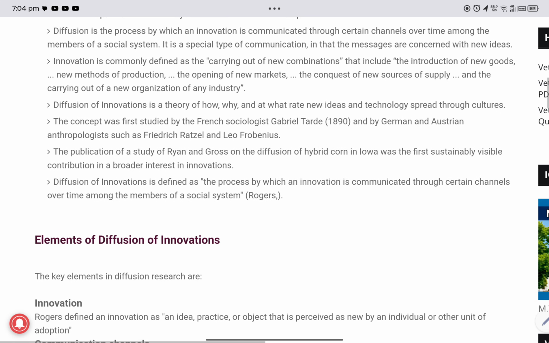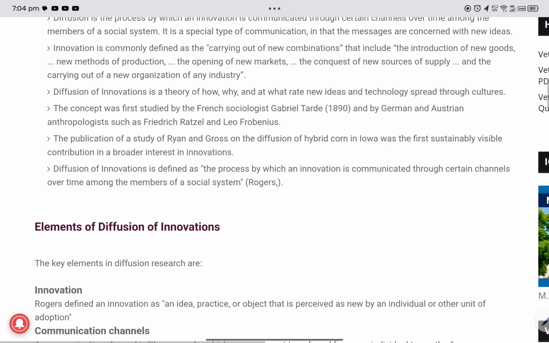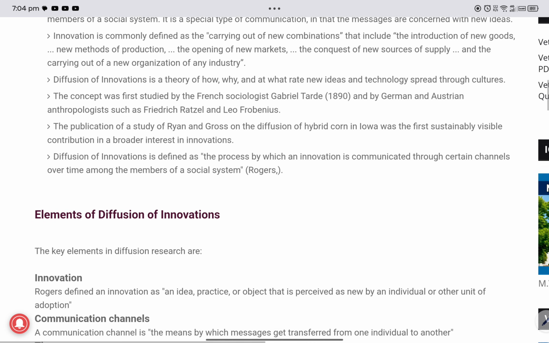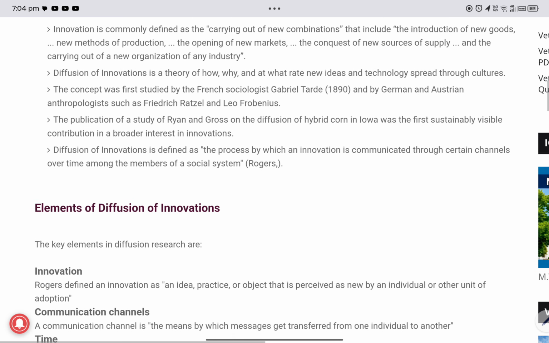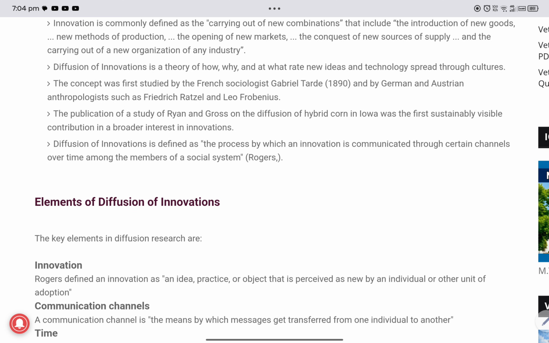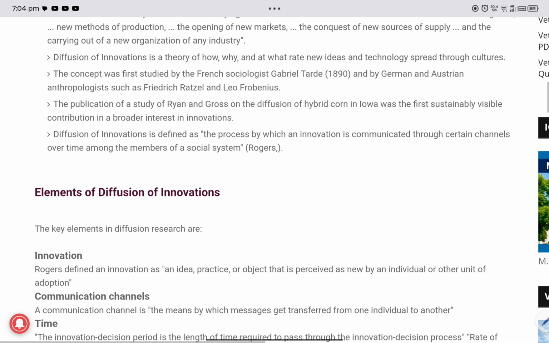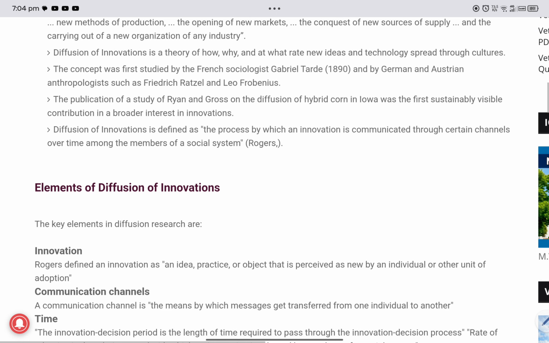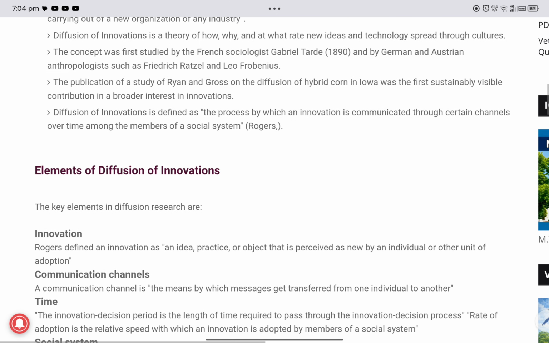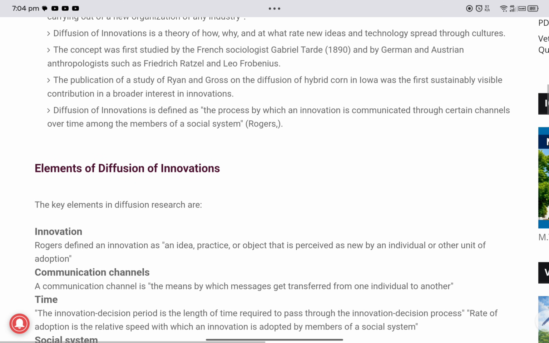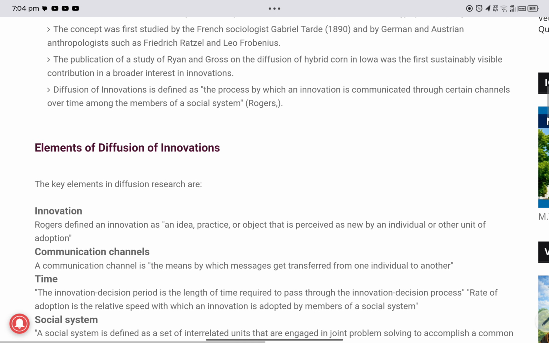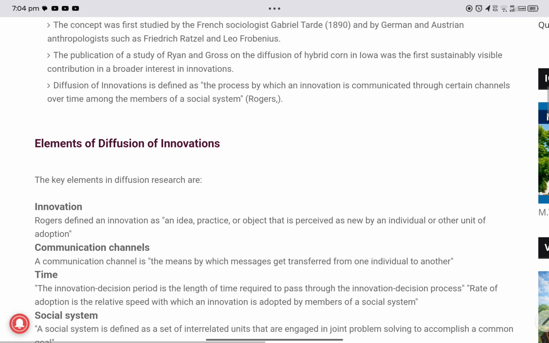Diffusion of innovation is a theory of how, why, and at what rate new ideas and technology spread through culture. The concept was first studied by the French sociologist Gabriel Tarde and by German and Austrian anthropologists such as Friedrich Ratzel and Leo Frobenius. The publication of a study by Ryan and Gross on the diffusion of hybrid corn in Iowa was the first substantially visible contribution to a broader interest in innovation.